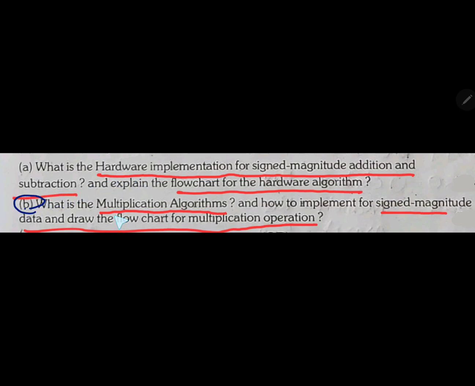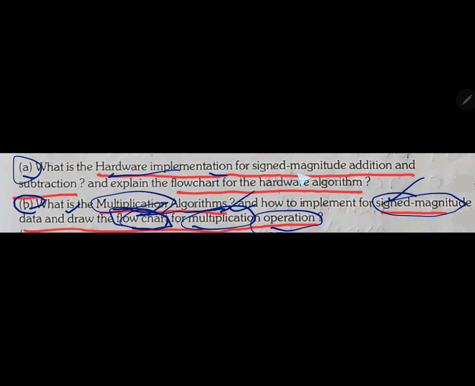Part B, multiplication algorithm. What is multiplication algorithm and how implemented for signed magnitude data, draw flowchart. See here, draw flowchart for multiplication operation. Multiplication means you need to draw a flowchart, which I am going to explain now. And part A is hardware implementation for signed magnitude addition. Addition means plus, and subtraction minus, and explain flowchart for hardware implementation.